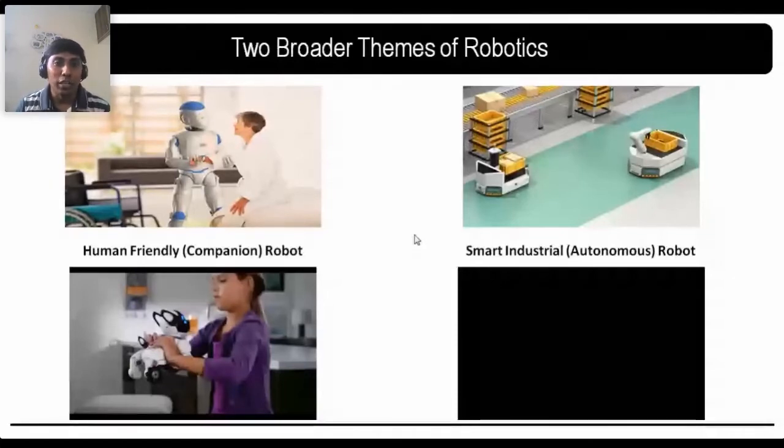Now you can see that the slide itself says that. One of the humanoid robots is trying to help, say, an elderly person, and it is also going to give company. That's what we are trying to do.